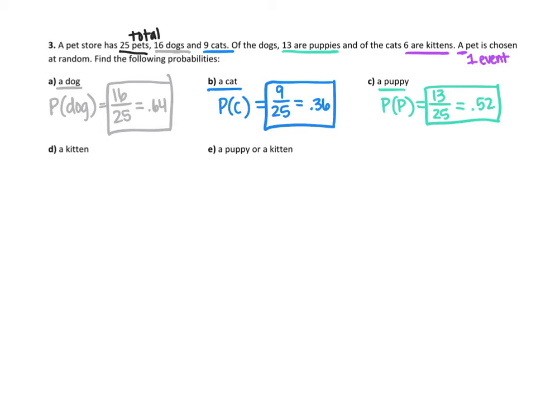And lastly, a kitten. There are 6. So the probability of a kitten is 6 out of 25. And there is no overlap on that.